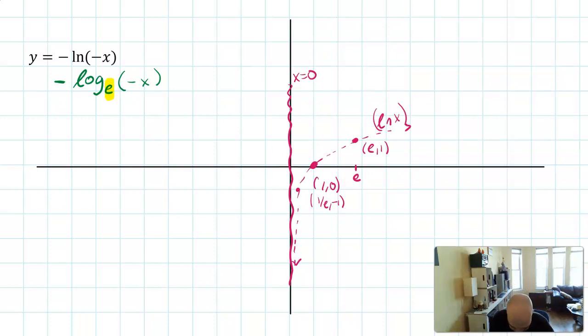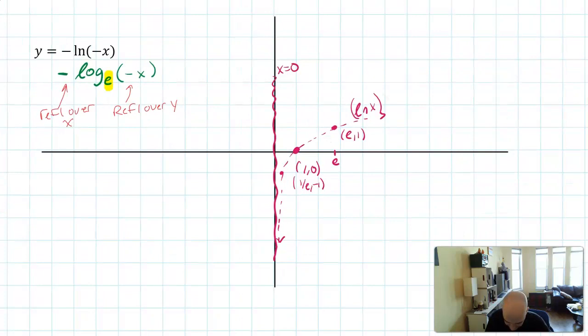All right, so what are we doing with the transformations? Well, we have a double reflection here. This one is going to cause us to reflect over y, and this one will cause us to reflect over x. So let's carry those out. First, reflect over y. You can technically do these in either order.